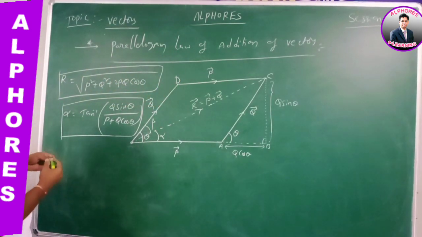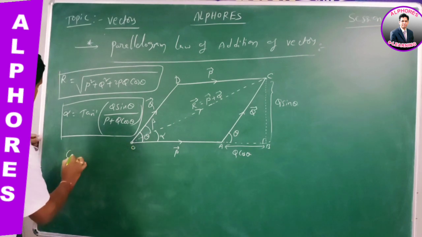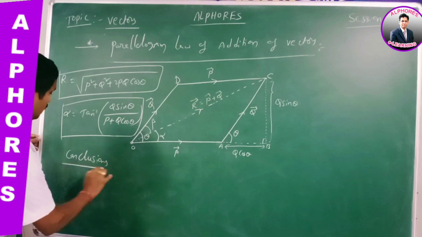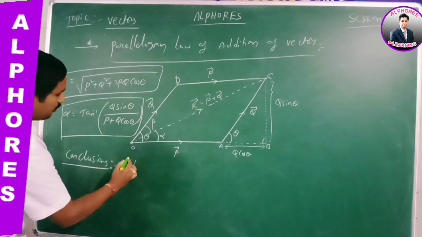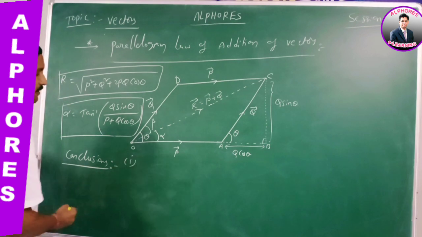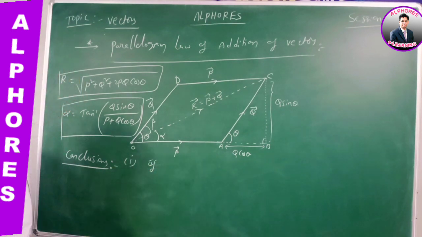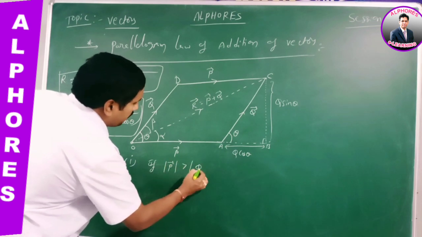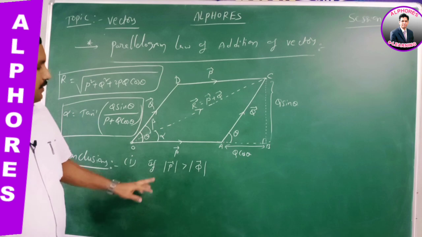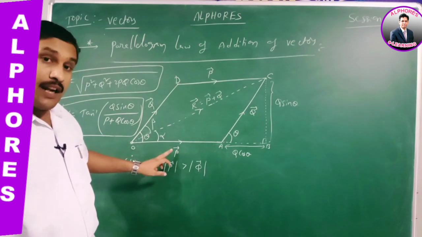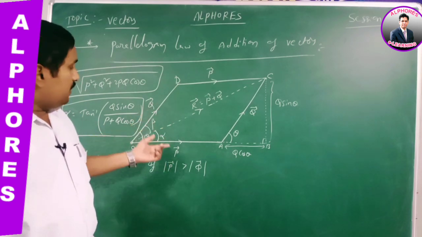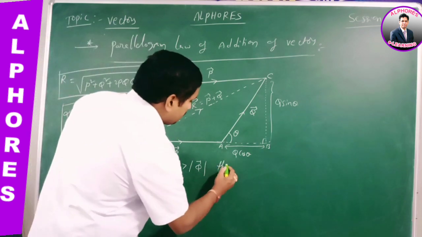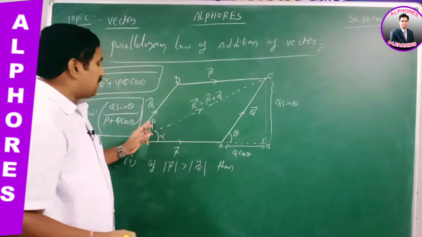Conclusions. What are the conclusions of parallelogram of addition of vectors? For example, if I am taking magnitude of P bar greater than magnitude of Q bar, that means this P bar vector has greater length as compared to the Q bar. What is the relation between alpha and beta?